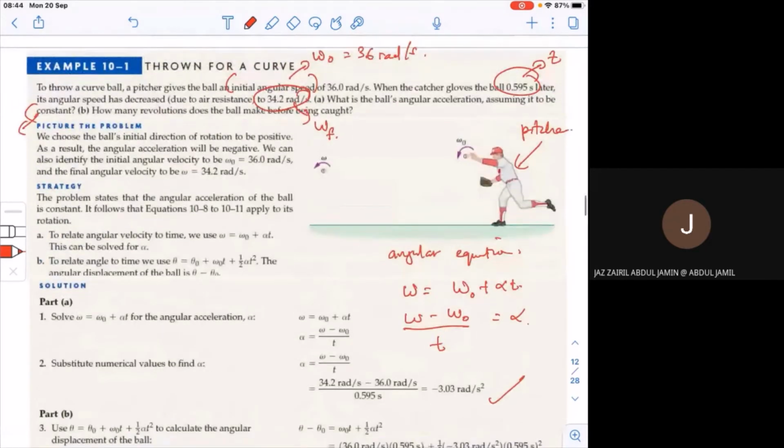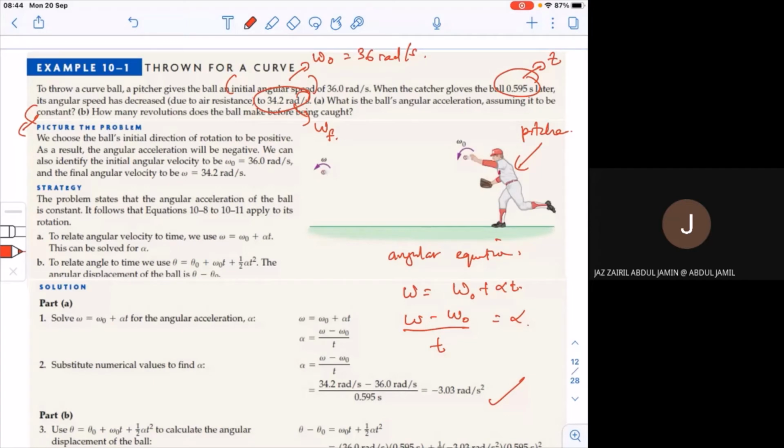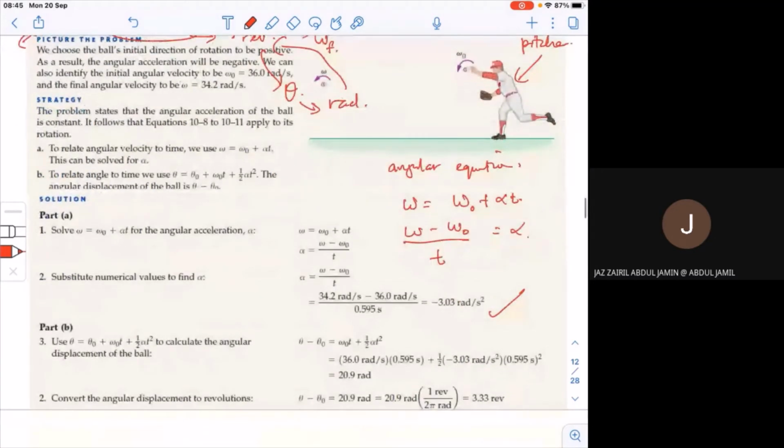Right. So the next question is how many revolutions? Look at how they write the question. It means that they want to find theta. But theta is in radian. So when you solve the problem, you will get radian, and then you need to convert it back to revolutions. So look at how they respond to the question.